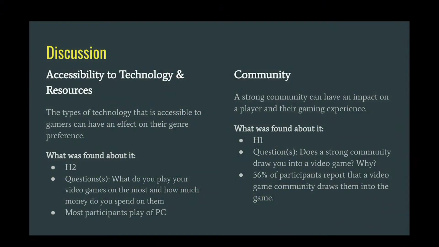The first construct we looked into was accessibility to technology and resources. The types of technology that are accessible to gamers can have an effect on their genre and preference. For instance, internet access, something very important, income, and even whether there's a store near you that has the stuff you're looking for. And what we found is that most participants mainly play PC.